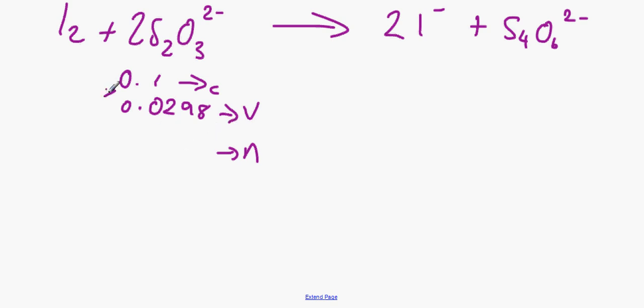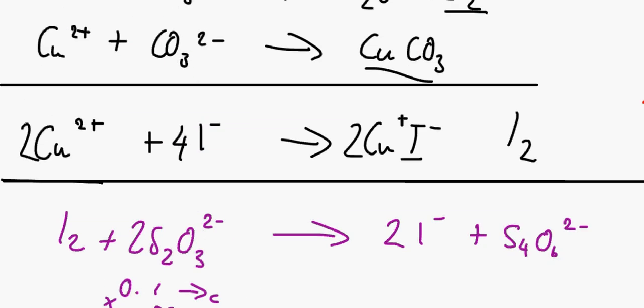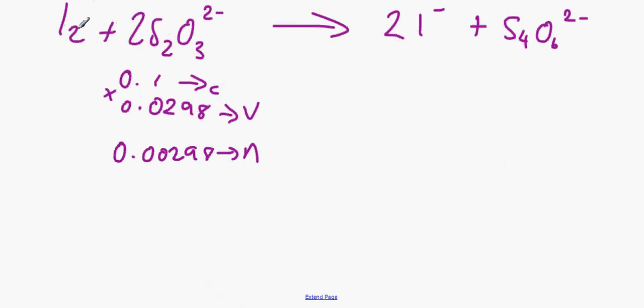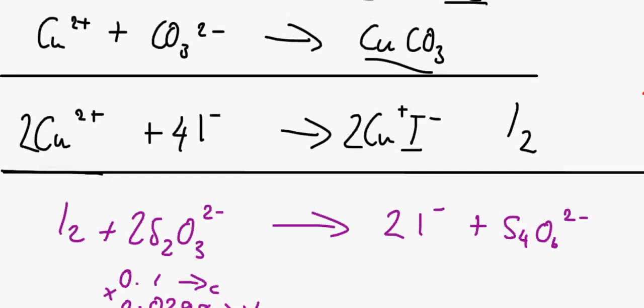And all we've got to do here is to multiply that together, and that will make 0.00298. So this is the amount of moles of thiosulfate that has reacted with the iodine that has been reacted with the copper 2 plus. So for every mole of I2, we have 2 moles of that reacted. So what we have to do is divide it by 2, and that would make 0.00149. So this is the amount of I2 that has reacted in the 25 centimeters cubed solution. Keep that in mind.